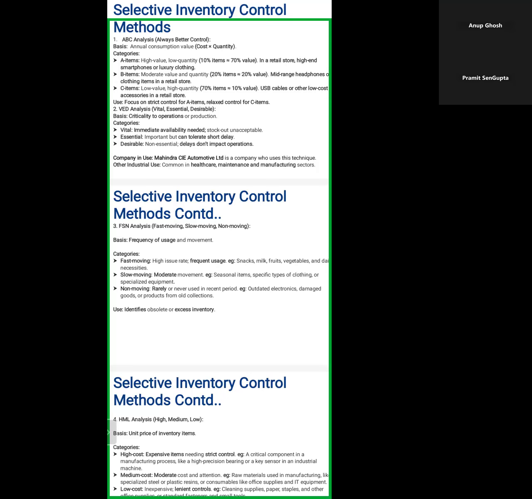Damaged goods. We all know that those who are curators, they do it. Or production farms, old collections. So basically, it's antique and curated goods. It talks about that. Uses are found in identifiable obsolete or excess inventory where there are stock wastages mainly. This method should be applied to control the inventory flow of issue.